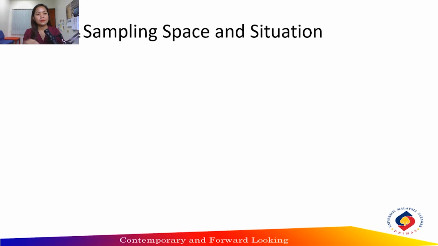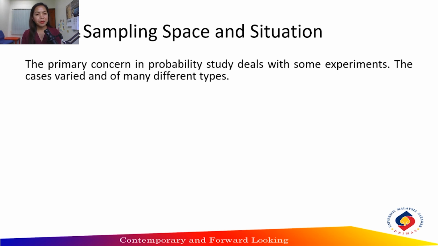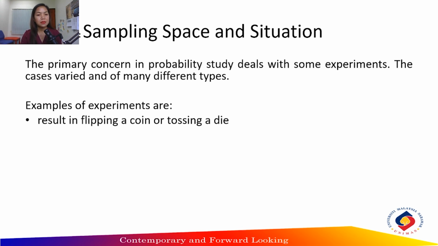The introduction. So let's talk about sampling space and situation. We know that the primary concern in probability study is dealing with experiments. So the cases vary and are of many different types. So let's have examples of experiments. The first one is the result in flipping a coin or tossing a die. Or another example is the examination results for a candidate.